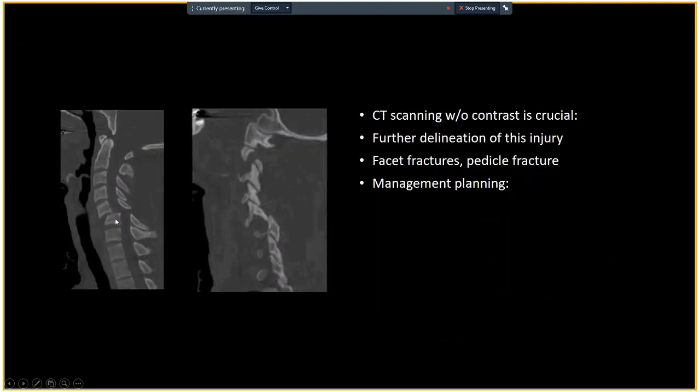That's another example of bilateral facet dislocation. You can see on CT scanning reconstructed imaging. In many cases, CT scanning will be required even if radiographic diagnosis is readily available.